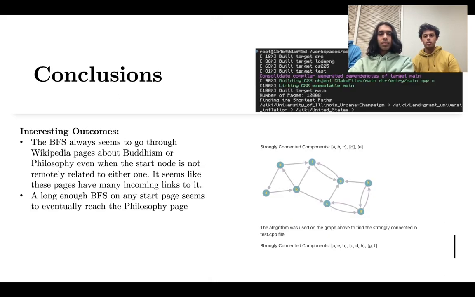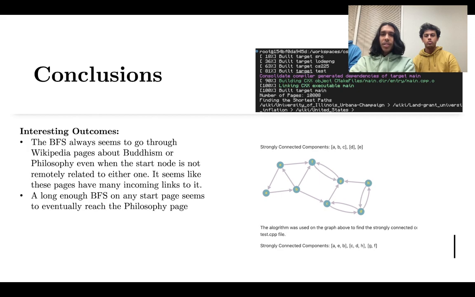So in conclusion, a fun fact that we found was that our breadth first search always seemed to go through the Buddhism or philosophy pages, even if the start pages had no or remotely no obvious connections. And so we could see that maybe a long enough breadth first search on any start page would eventually reach the philosophy pages. Yeah, and here are just some screenshots of our results.